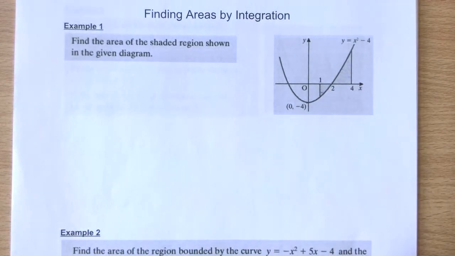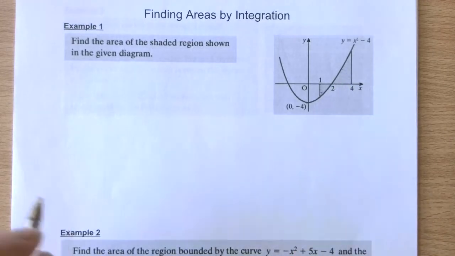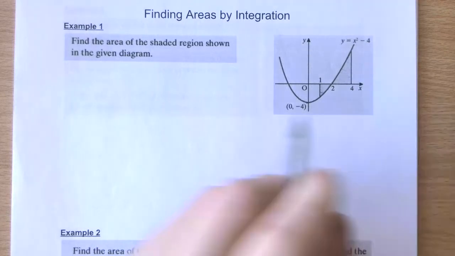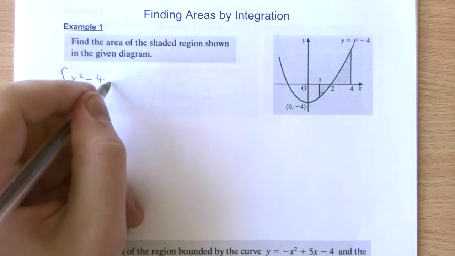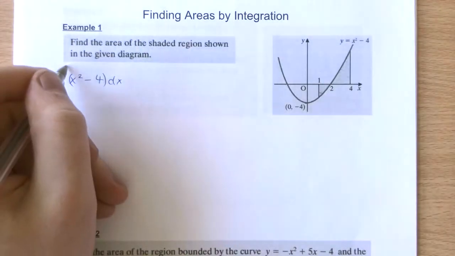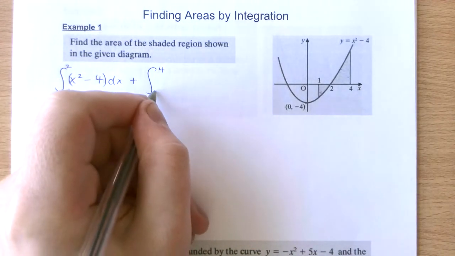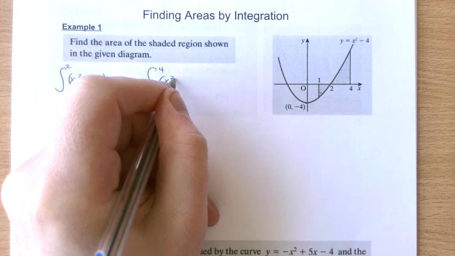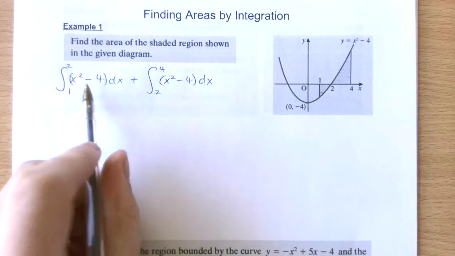We will need to split this into two different questions since one is above the x-axis and the other one is below. So the function is x squared minus 4. So we need to integrate x squared minus 4 dx. Now we're going to have to integrate it first of all between 2 and 1. And then we're also going to have to integrate it between 4 and 2, since one is above and the other is below. So first of all, we're going to integrate this one.